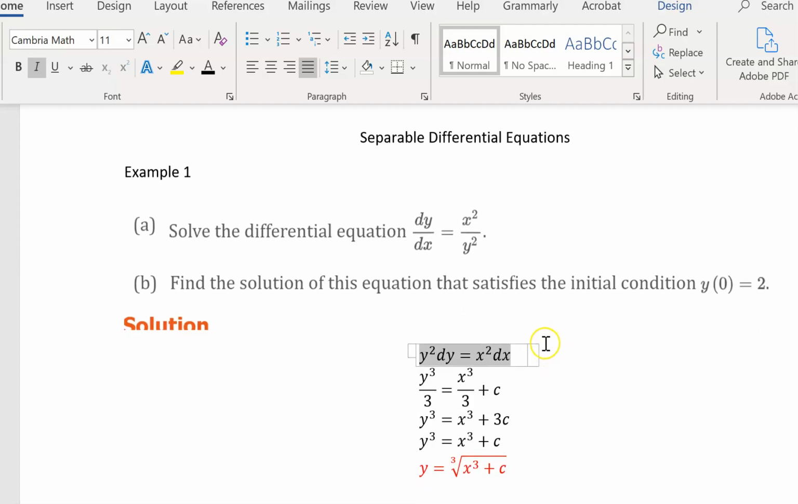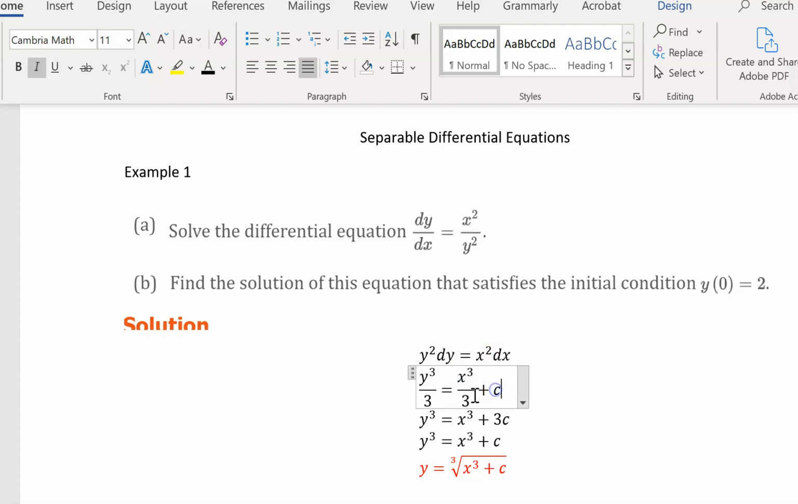So the first thing to do is to separate them into something on y and something on x on the two sides. And now what you do is you integrate both sides. When you integrate y squared with respect to y, you get y cubed over 3. When you integrate x squared, you get x cubed over 3, and then you get a constant.